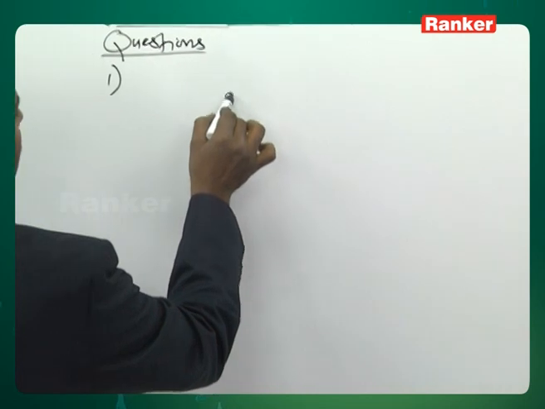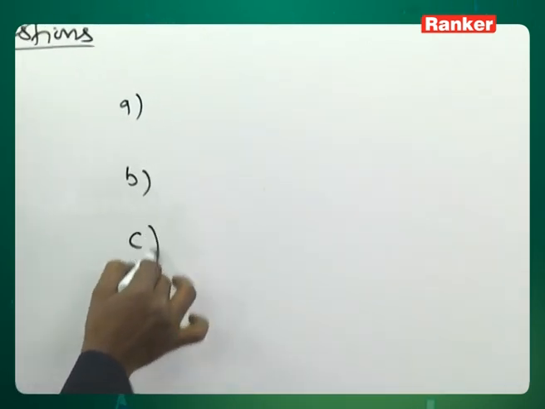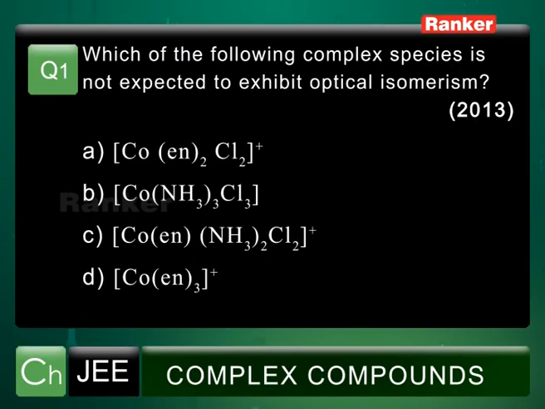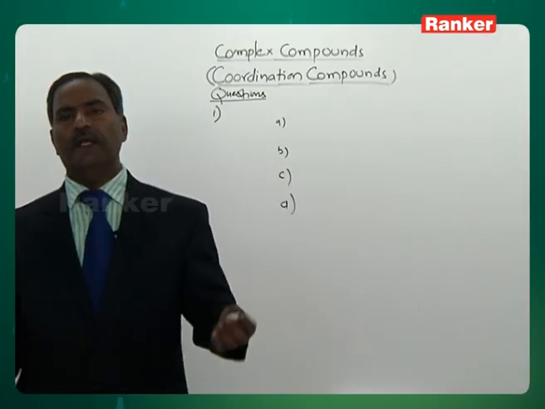See, A, B, C, D. A is given as what? Dichlorobis(ethylenediamine)cobalt +1 complex, and B is triamminetrichlorocobalt, and C is diaminedichloroethylenediamine cobalt +3, and D is tris(ethylenediamine)cobalt +3 ion. These are the options given, and among these we have to choose which shows optical isomerism.